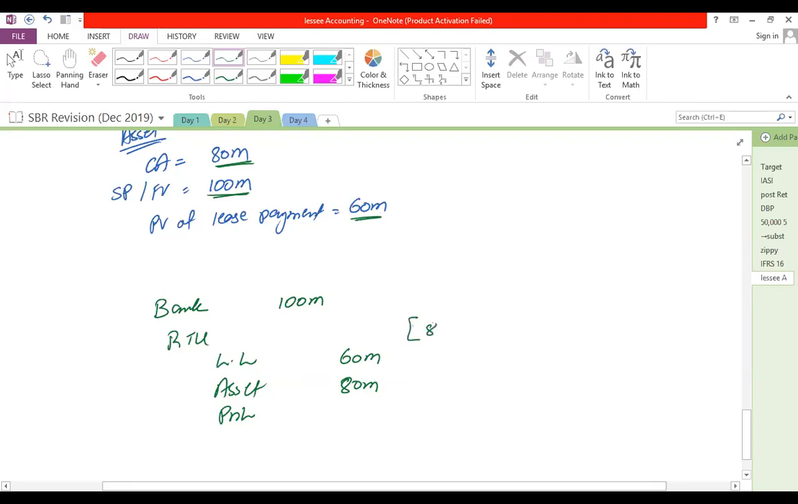And the right to use should be by the carrying amount of 80 into 60 divided by 100. Divided by 100 because of the fair value and multiplied by 60 because of the present value. So if we calculate it that way, the right to use asset is going to be $48 million. And this way we're going to get a balancing figure of $8 million, which should be taken to the P&L. So that is the simple accounting that we should be doing to calculate the gain or loss on the disposal.